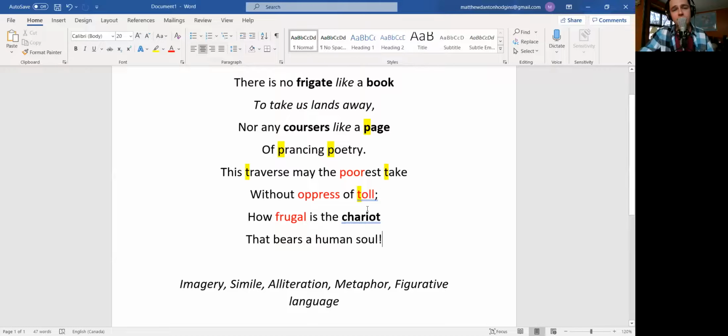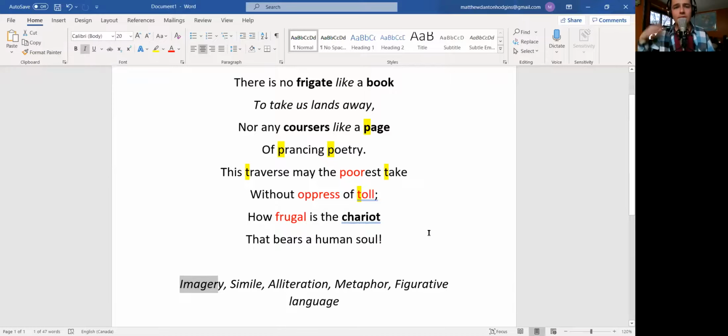All you need to do is read the book, right? Read a story. Let the story take you away to lands far and far away. It's a very cheap voyage because all you need is yourself, your book, and a bit of peace of mind. And this chariot will carry your soul to that new place. That's essentially what we're getting at. And we did that by using imagery, right? Because think of all the images created here.